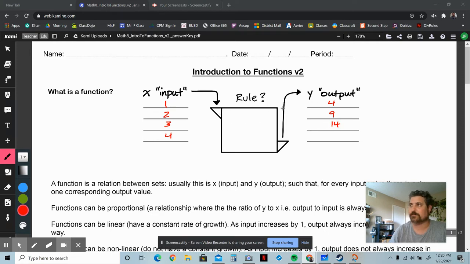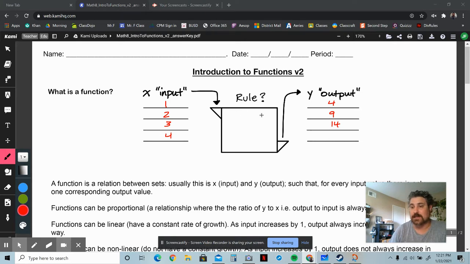Is it something different? So we input a 2. Now all of a sudden we're outputting a 9. We input a 3, outputting a 14. What's happening inside this box, right? So we've got to figure out what's actually occurring inside the rule box here. There's a couple ways to do this. Hopefully you guys have figured it out already. If you haven't, no big deal.